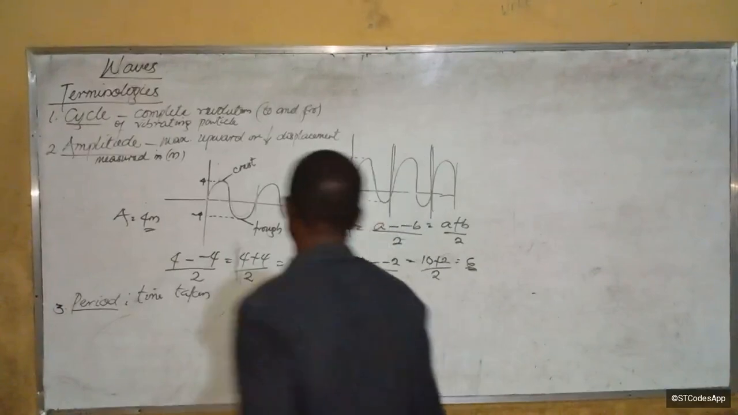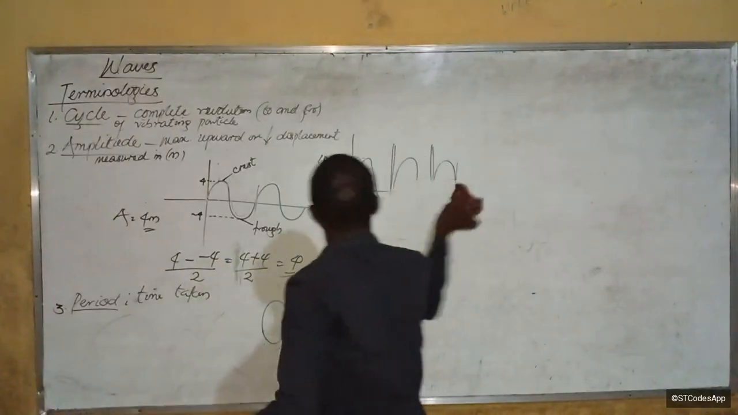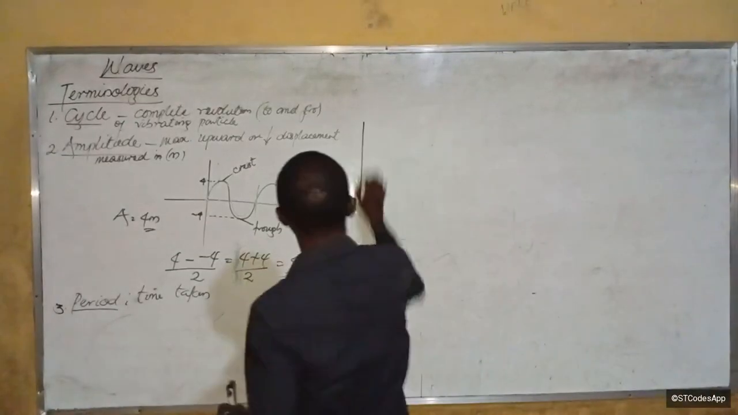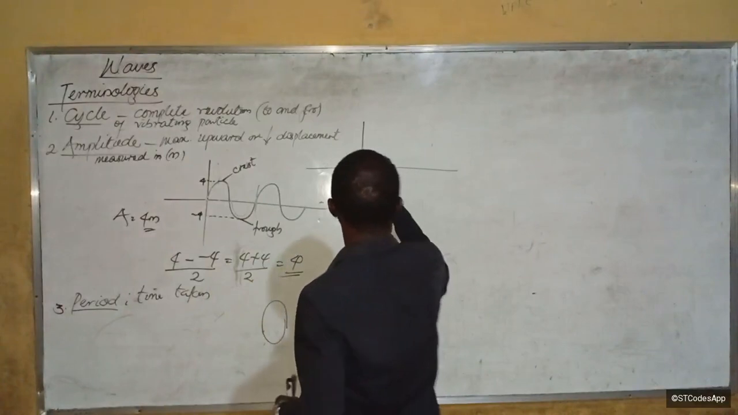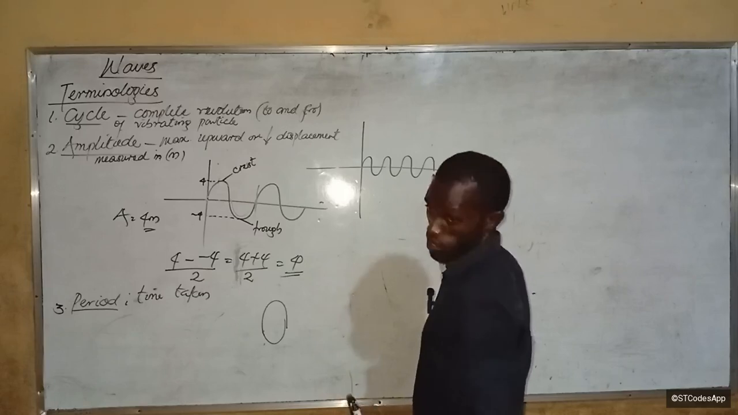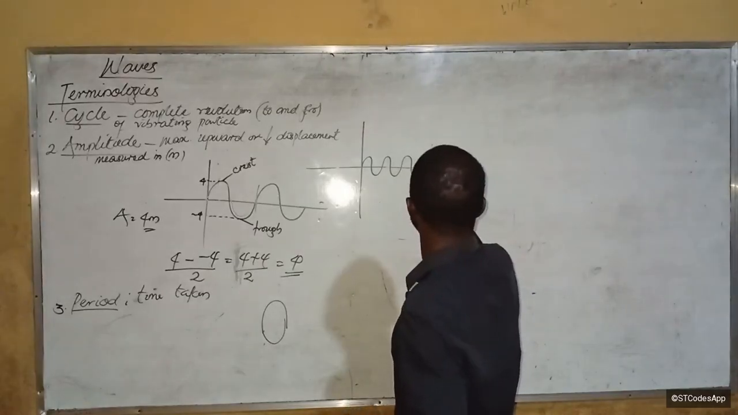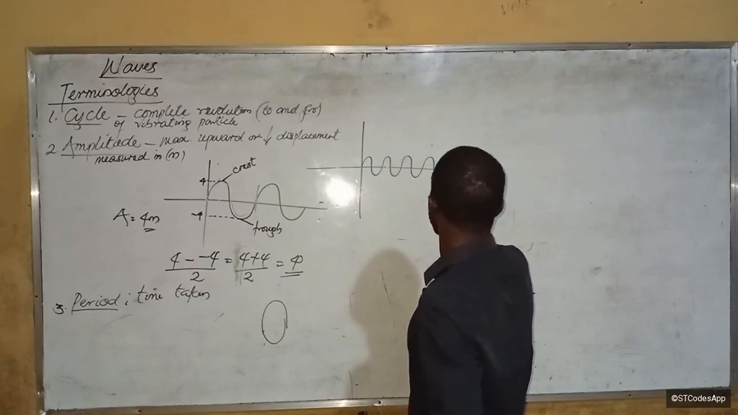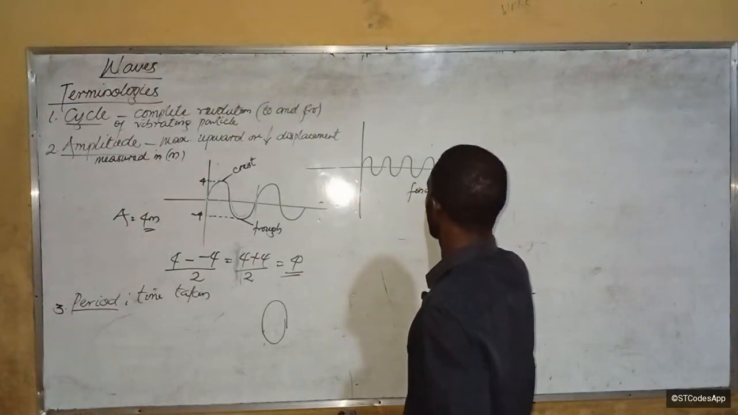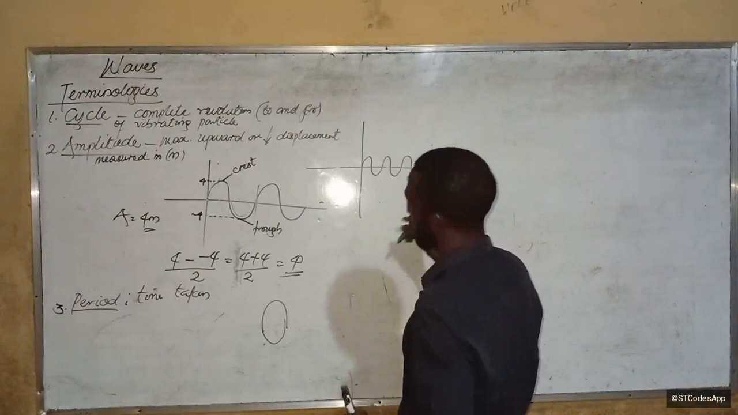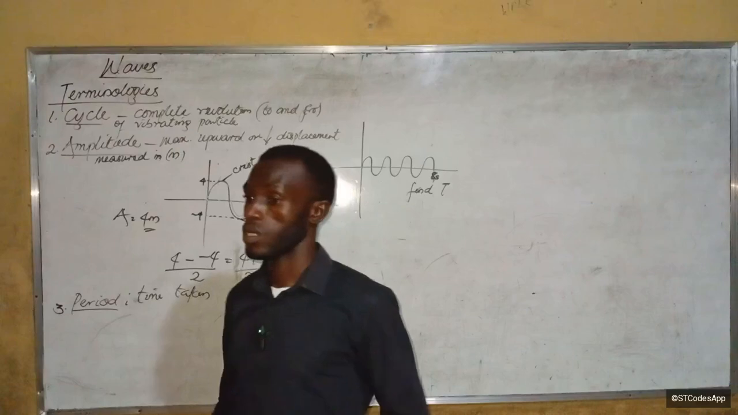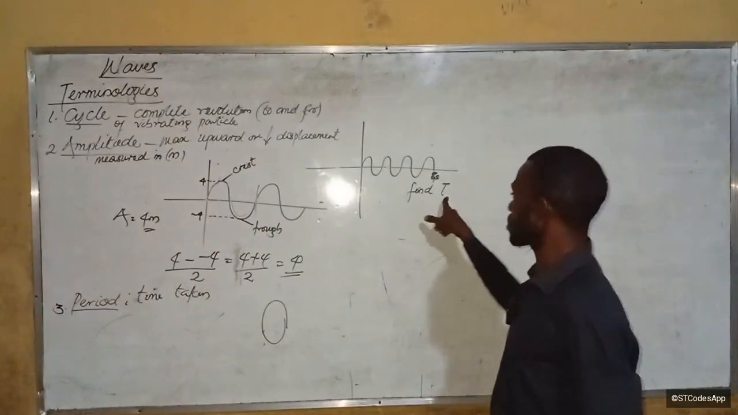Let me show you an example. If I said you should now calculate the period of this wave. Let's say a wave was graphed like this. And at this point, you're given 8 seconds. That is, it took 8 seconds to get to this point. And then the question says, find period. Period is denoted by T or capital P. But in our convention, in Nigeria, we usually use T most of the time. Is that okay? So find period.